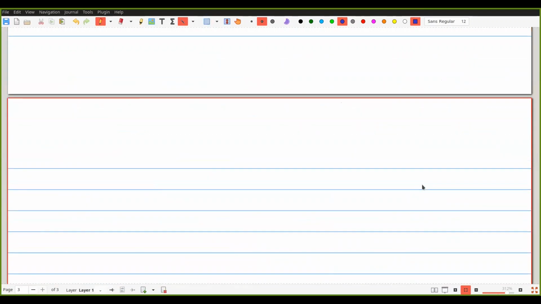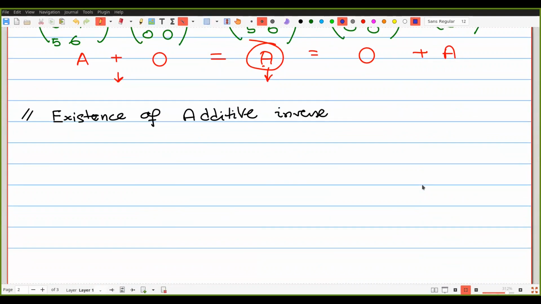Now, that one, existence of additive inverse. Already we have known what is the meaning of inverse matrix.